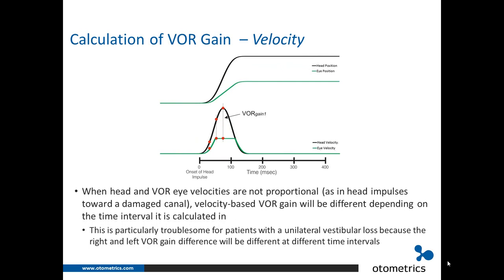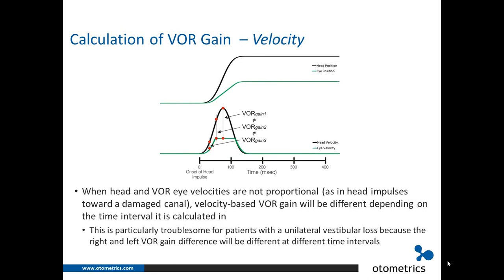An example of that is during head impulses toward the site of lesion. So in a patient who has a given vestibular loss, the value of the VOR gain is different depending on at what point in time the gain is calculated. For example, here the VOR gain is calculated at 40, 60, or 80 milliseconds after the onset of the head movement. Because of the nonlinearity of the responses, the VOR gain is going to be different for these time intervals.